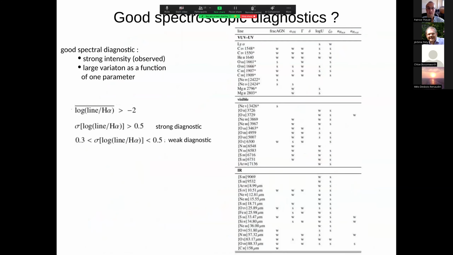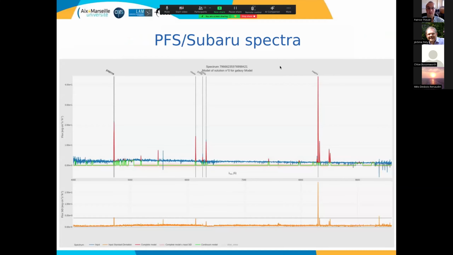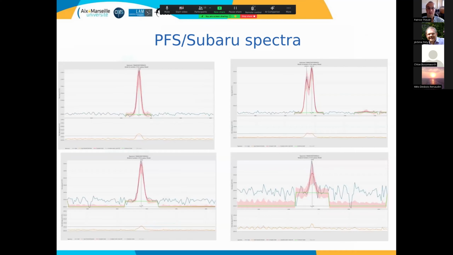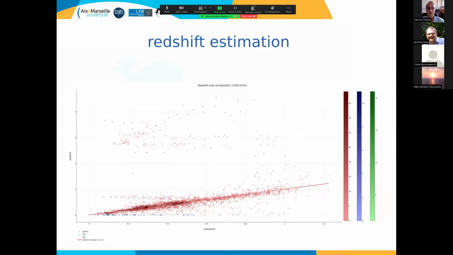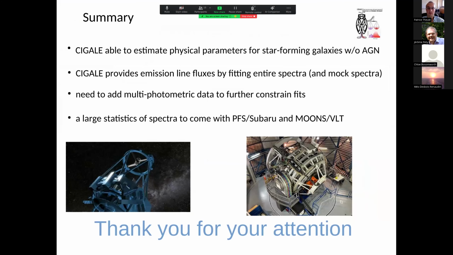Then we perform a line sensitivity analysis. We try to find which line is a good tracer of which parameter. A strong tracer is of course intense, so we can observe it, but also has a strong variation with the parameters. But to do this, we need a lot of lines and a lot of spectra. Fortunately, PFS is now giving thousands and thousands of spectra. We are presently integrating the different bands and determining the redshift, so very soon we will have a lot of spectra.